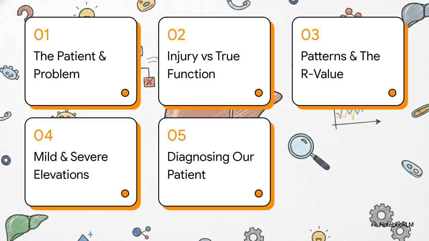Here is our roadmap for the presentation. 1. The patient and the problem. 2. Injury versus true function. 3. Patterns and the R value. 4. Assessing mild and severe elevations. And finally, 5. Locking in a diagnosis for our patient.